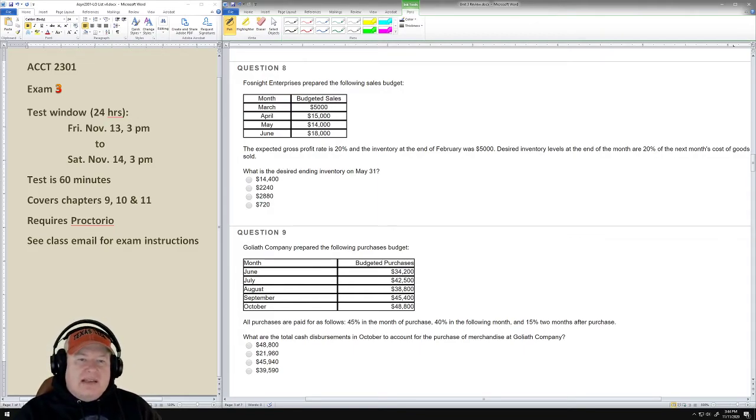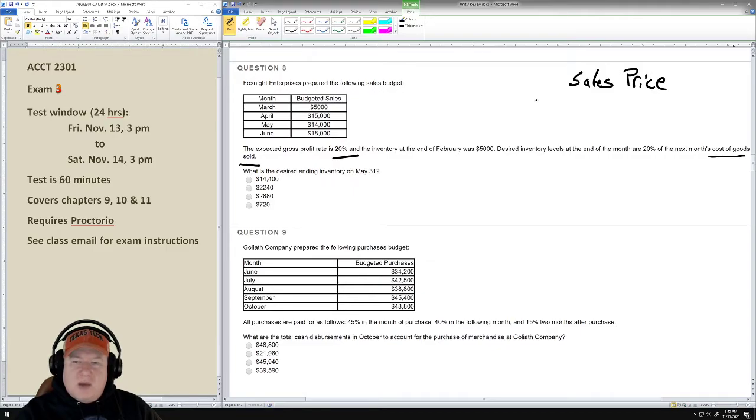Okay, so we've got this information. Here's the sales budget, how much they plan on selling each month, dollar-wise. The expected gross profit is 20%. The ending inventory for February is 5,000. Believe it or not, I don't even think we use this. Desired inventory levels at the end of the month are 20% of next month's cost of goods sold, and here's the kicker. Well, how do we figure out cost of goods sold? Well, we know that the sales price is made up of two things, right?